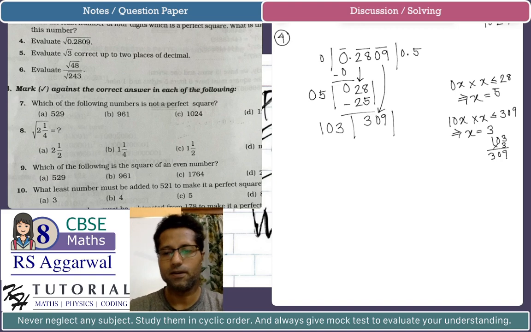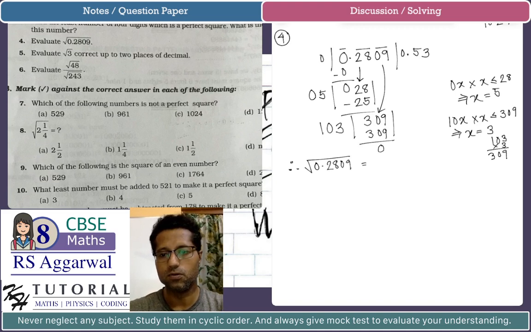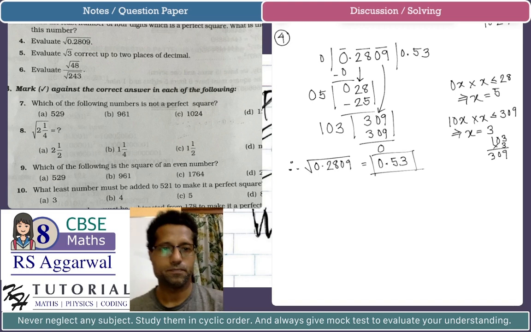So x will be 3, and we also append 3 to the quotient. 103 multiplied by 3 is 309, and the remainder becomes 0, and there are no more periods. Therefore, the long division is complete, and the quotient is the square root. The square root of 0.2809 is equal to 0.53. This is the square root.